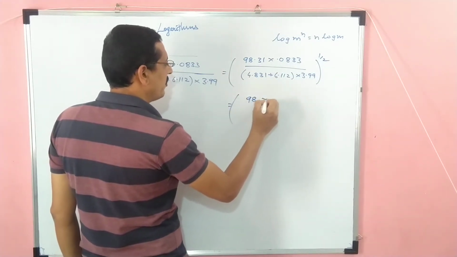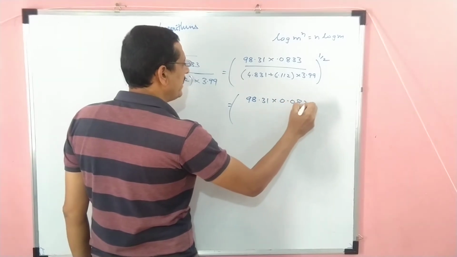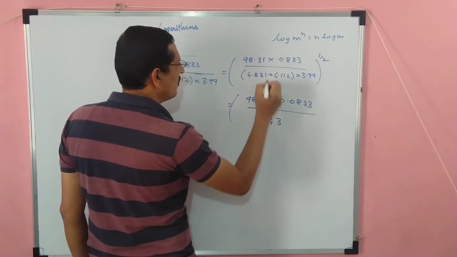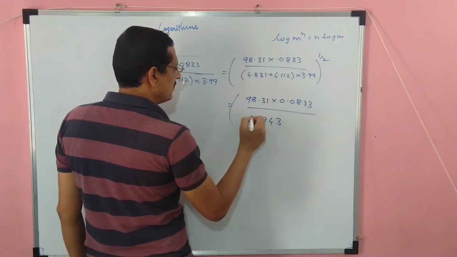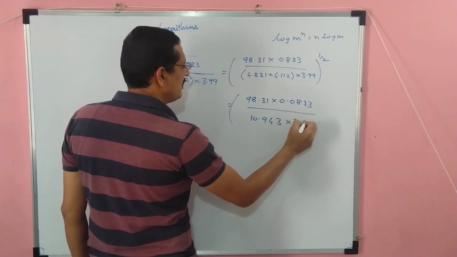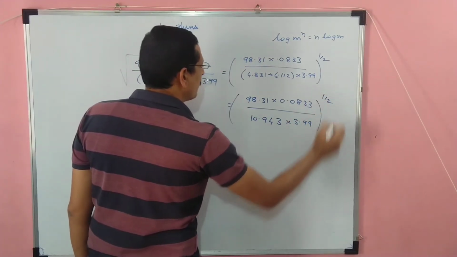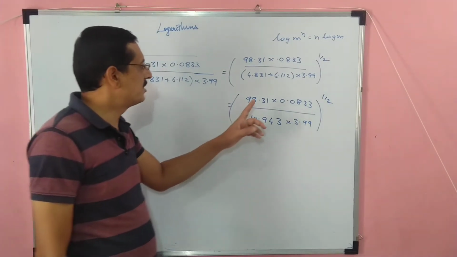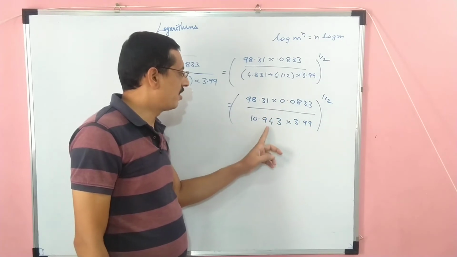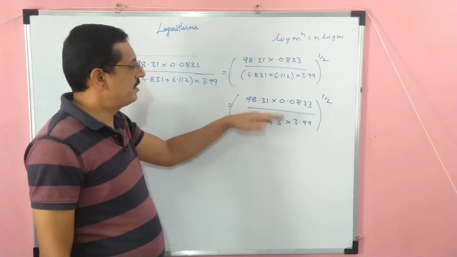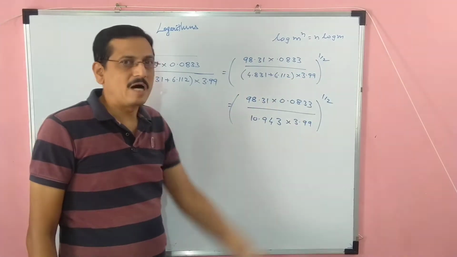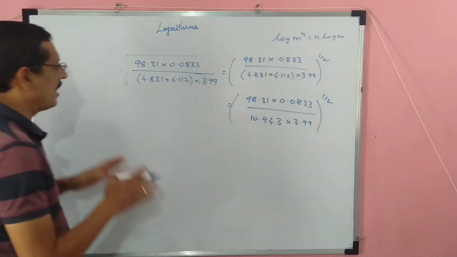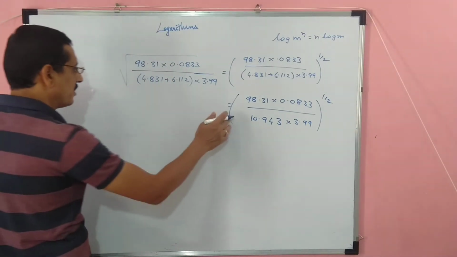So it is 98.31 into 0.0833 divided by, this is 2 plus 1 is 3, 3 plus 1 is 4, then 8 plus 1 is 9, and 6 plus 4 is 10, into 3.99 raised to power 1/2. Now student, what I'll do is, we'll go stepwise. First we'll solve the numerator, then we'll solve the denominator, then we have to take the difference between these two, then it is power. So if I apply logarithm to this whole value, check karo how it is.